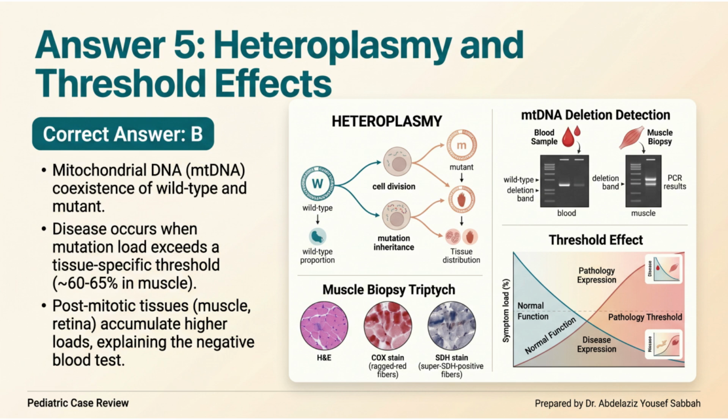Heteroplasmy describes the coexistence of both normal and mutant mitochondrial DNA within the same cell. Disease occurs only when the mutation load exceeds a tissue-specific threshold, which is roughly 60 to 65% in muscle. The mutant mitochondrial DNA is not distributed evenly across the body. Post-mitotic tissues, such as muscle and retina, tend to accumulate higher mutation loads over time. This is exactly why the muscle biopsy showed a high 75% deletion load, while the blood test showed only 15% and may even appear negative. This is a critical point. A normal blood test does not exclude a mitochondrial disorder, and muscle remains the preferred tissue for diagnosis.